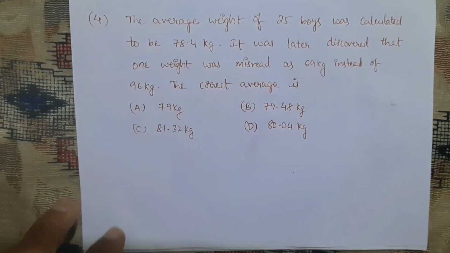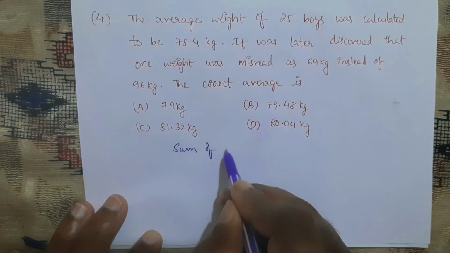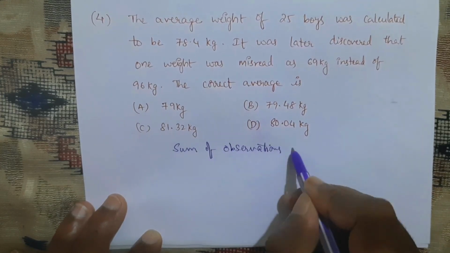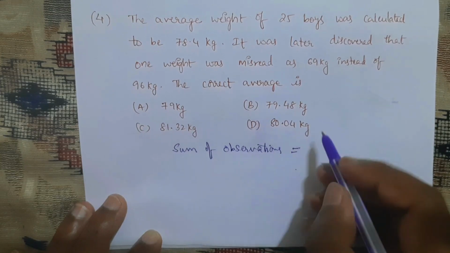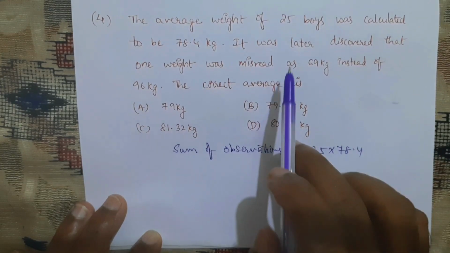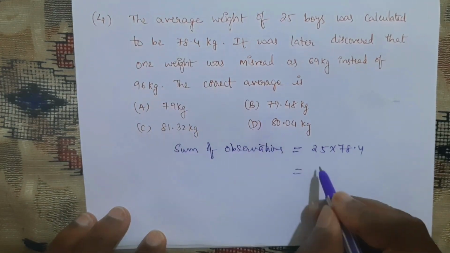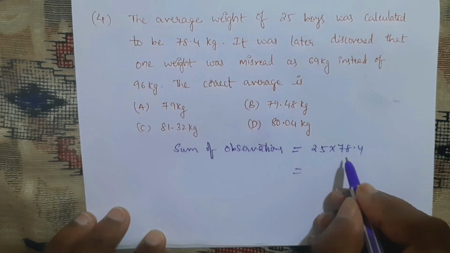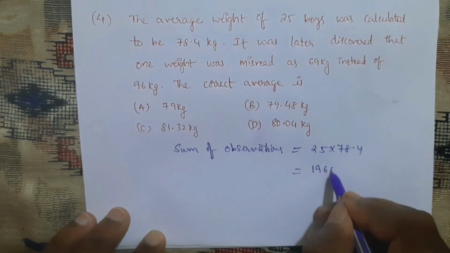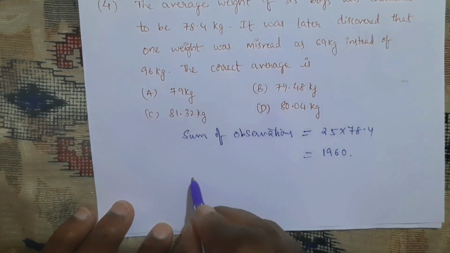Okay, to solve that, first of all, we need the sum of observations. How can we find the sum of observations? It is 25 into 78.4. We are calculating the total weight. If you simplify 25 into 78.4, you will get the value 1960. Okay, now this is the sum of observations.